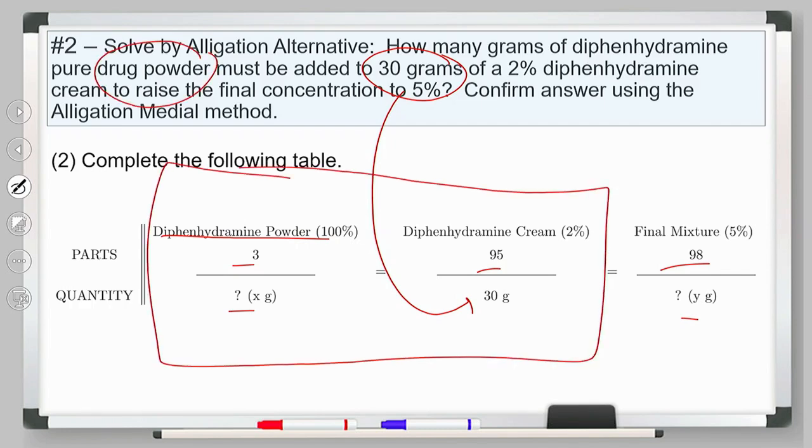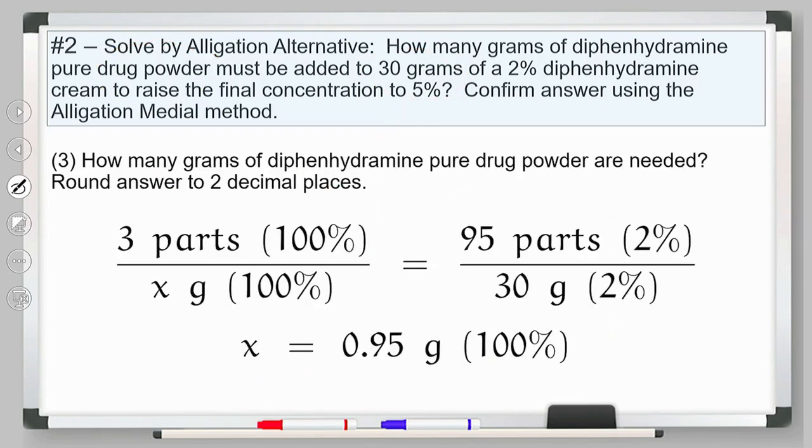Let's use that information to solve for essentially the weight or the quantity of the diphenhydramine powder. So 3 times 30 is 90 divided by the 95. So again, just setting up that proportion so you can see it. Cross multiplying 3 times 30 divided by 95 gives me 0.95 grams. And that is the grams. That is the weight of the diphenhydramine powder that I have to add to my 2% cream to mix it all together to get my final concentration to be 5%.